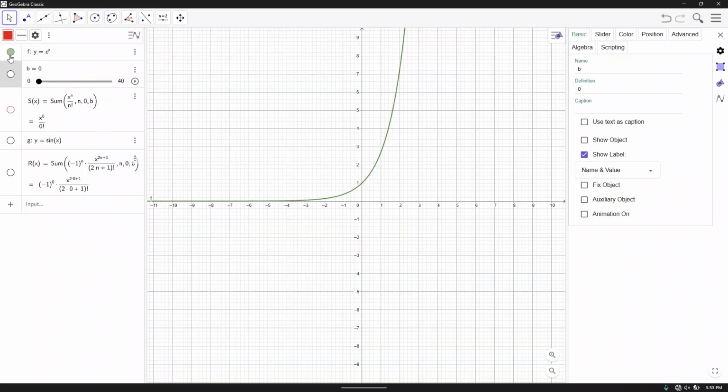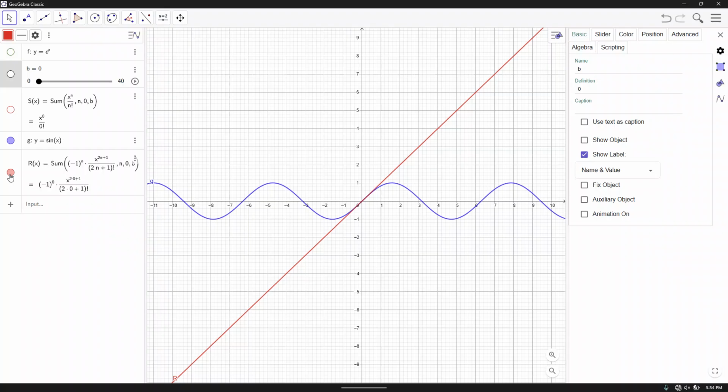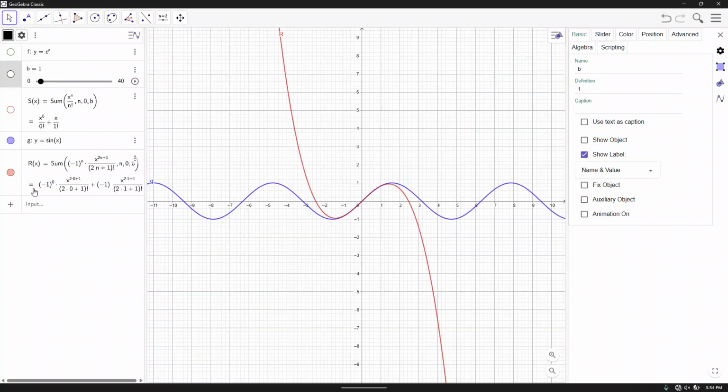As another example, for instance, the sine function. I did two examples, the sine function and its approximation as a series: sum of negative 1 to the n, x to the 2n plus 1 over 2n plus 1 factorial, starting at n equals 0 going to b, whatever value I choose to give here. Okay, so let me start with 0 again. For 0, there is this diagonal line. So let me increase the values of b to get a larger degree polynomial.